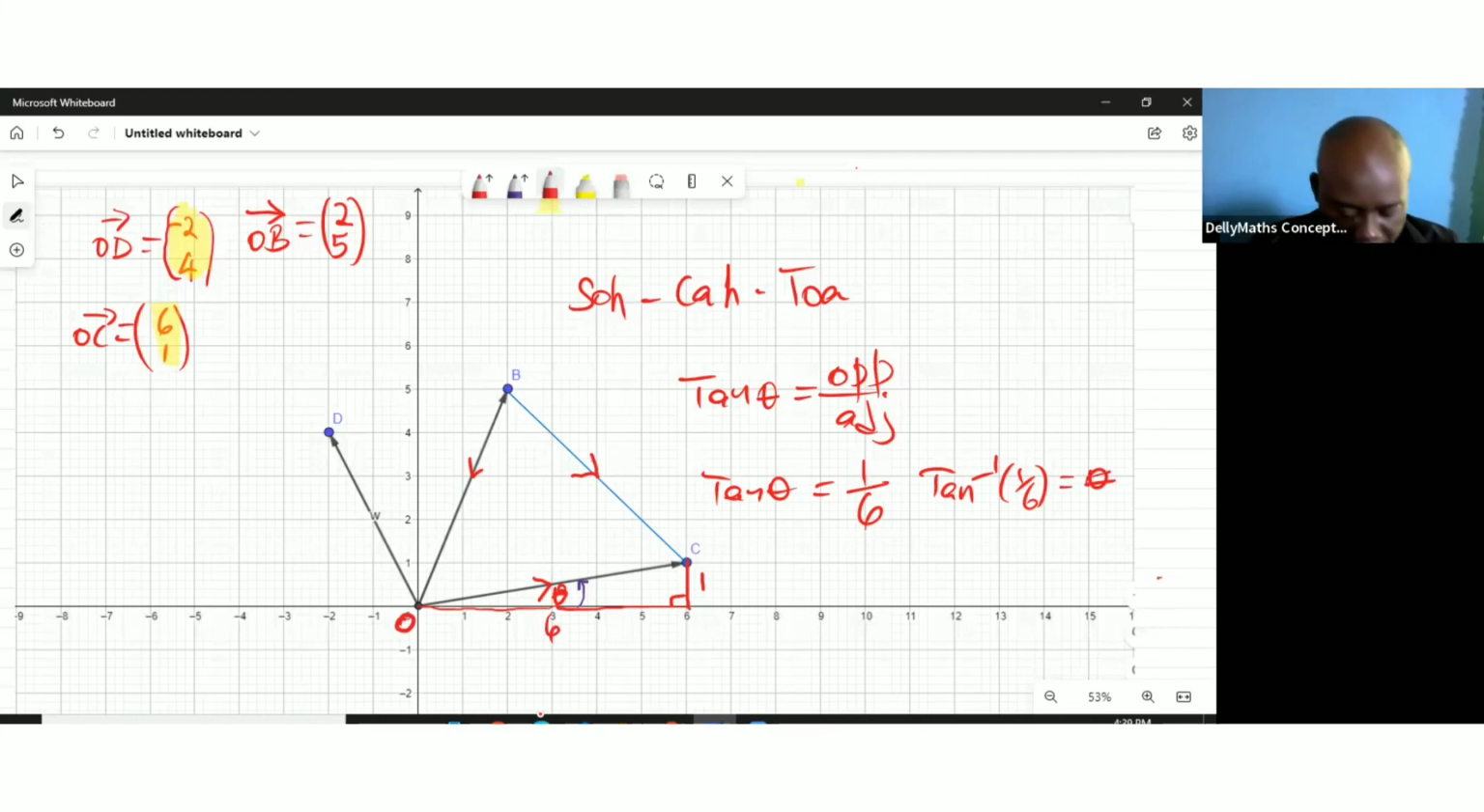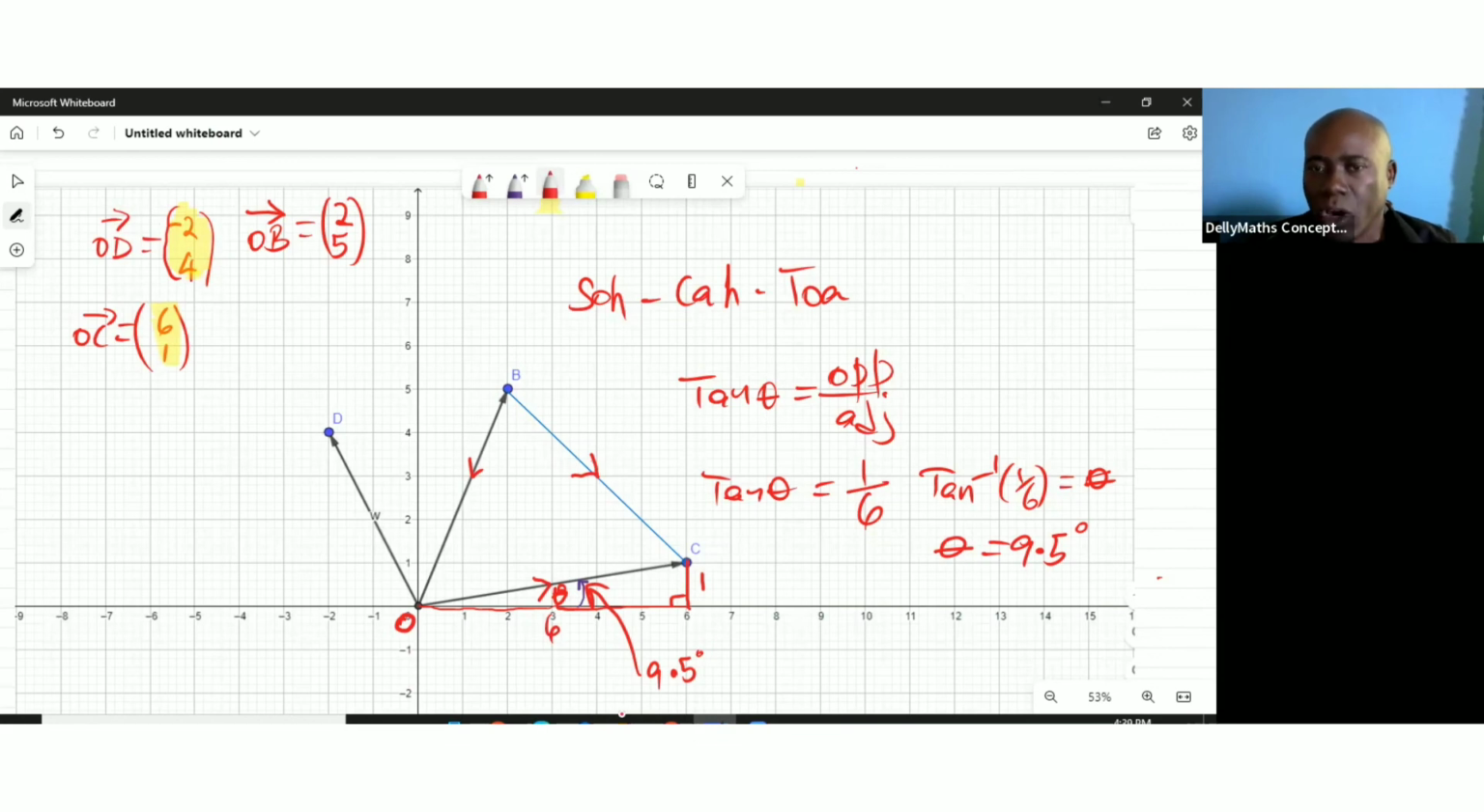Now let's drop that in. Make sure our calculator is in degrees. And let us say I want the angle to 1 dp. I'm looking at the angle is 9.5 degrees. So very simply, this angle right there is 9.5 degrees. So that is the angle that the vector makes with the x-axis.